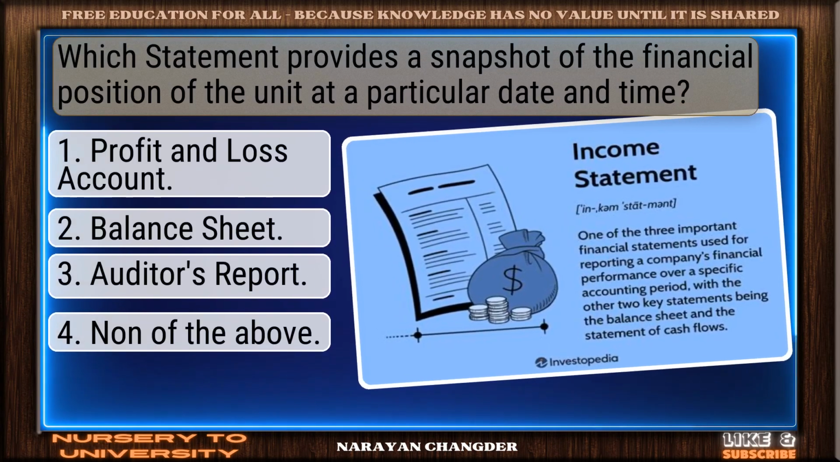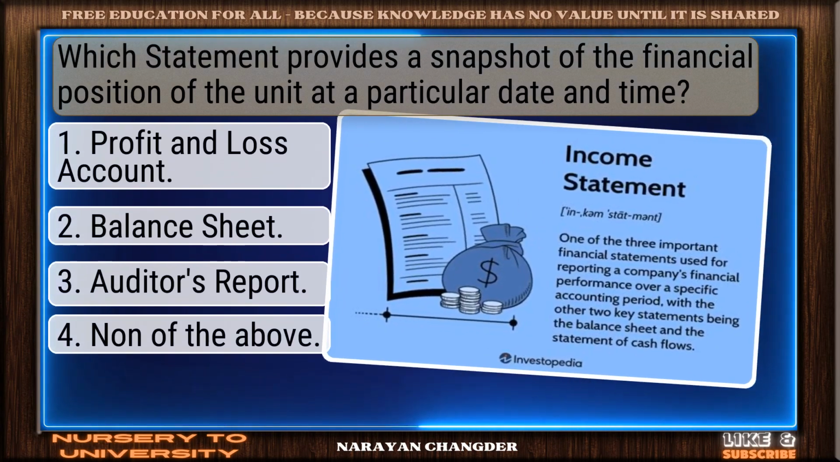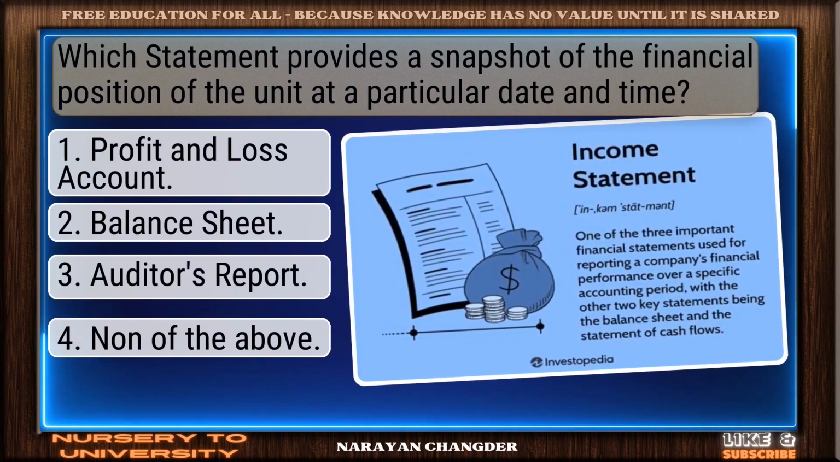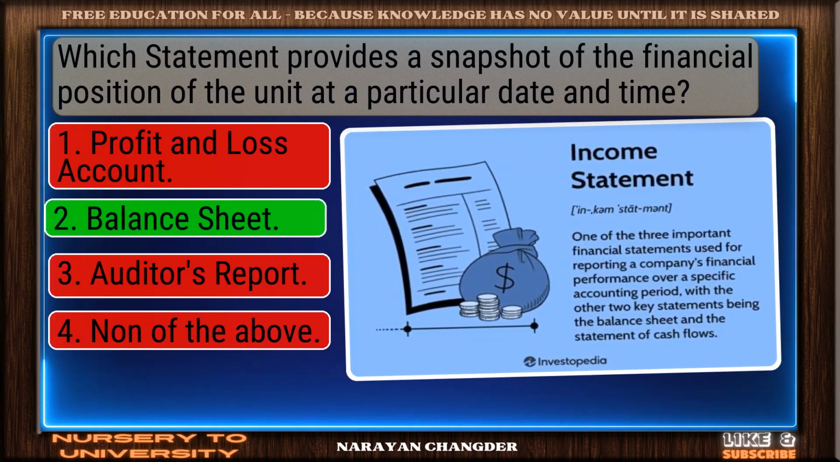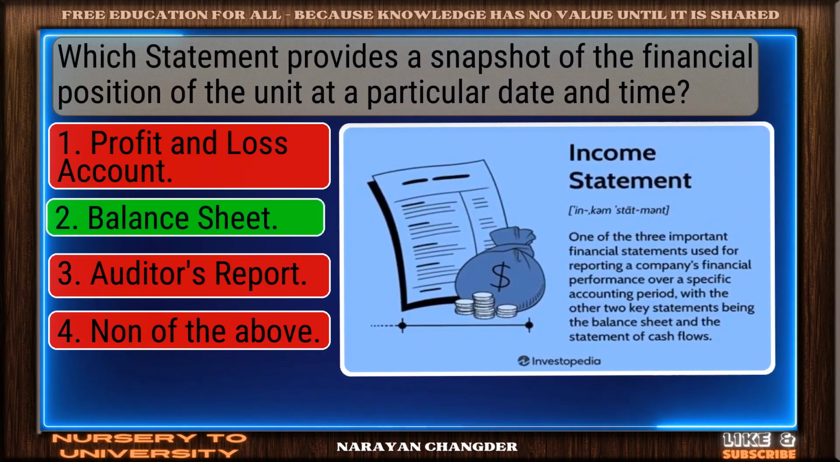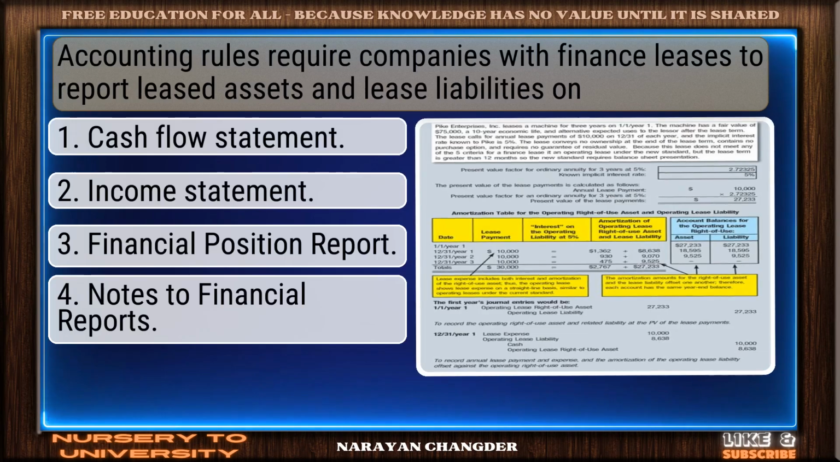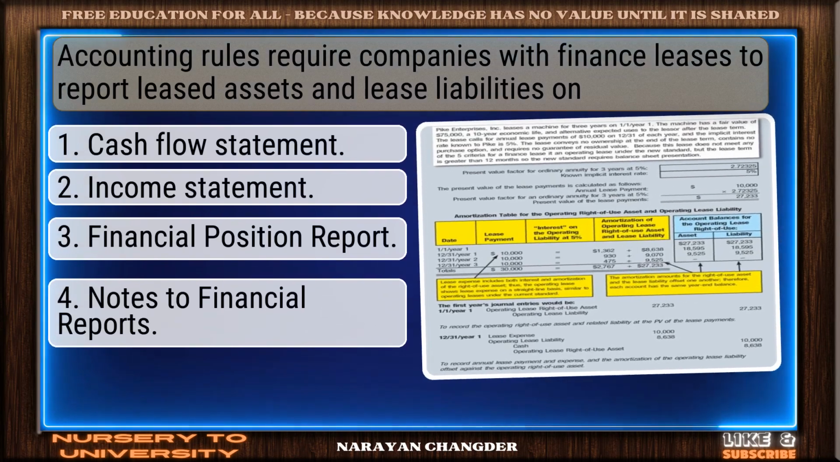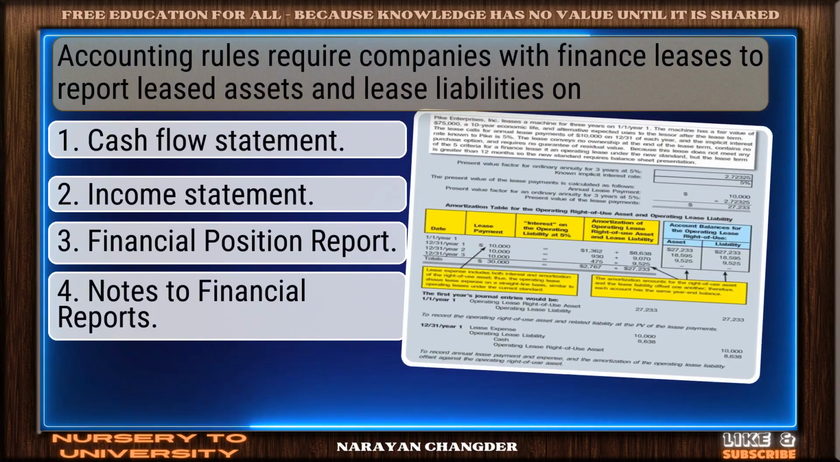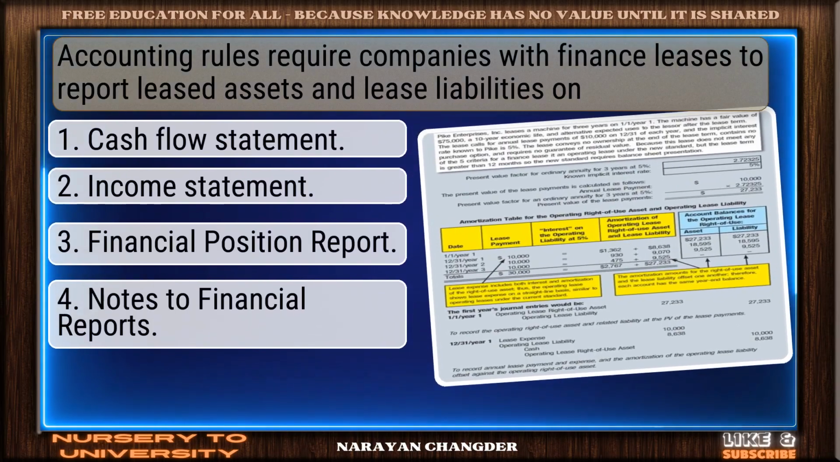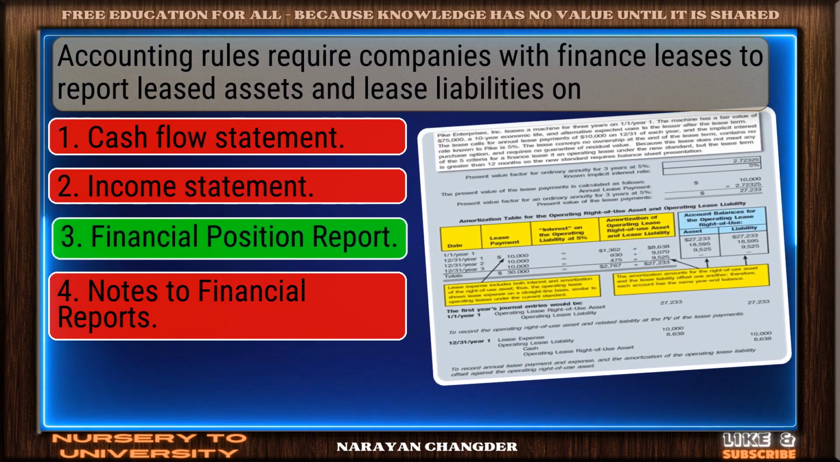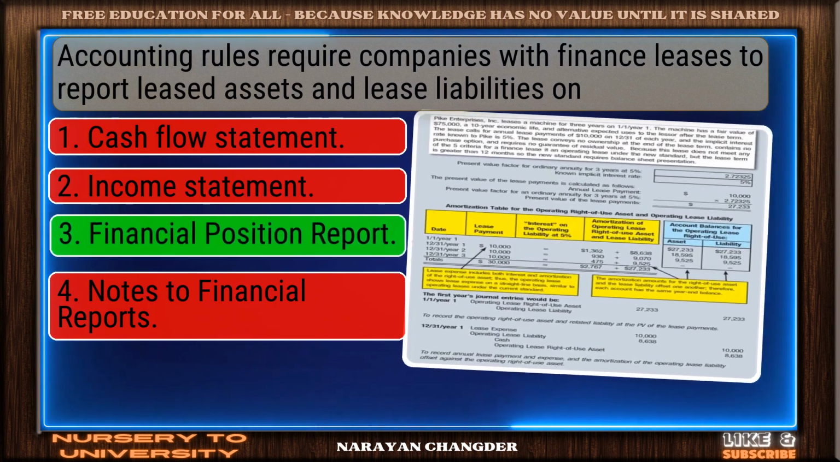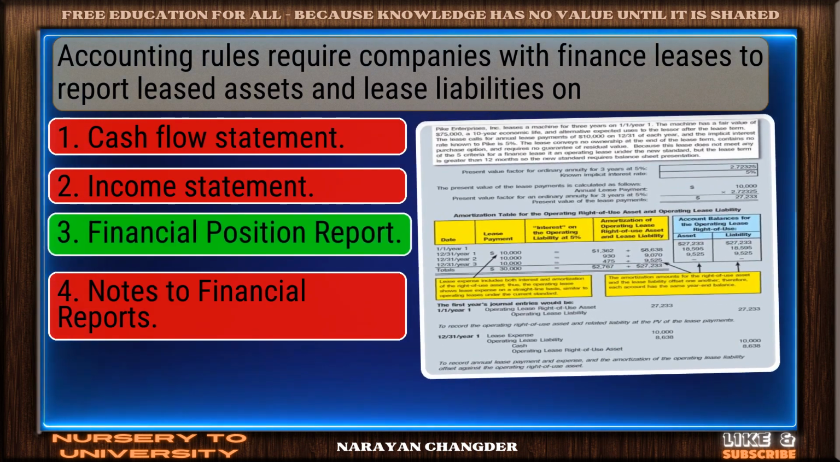Which statement provides a snapshot of the financial position of the unit at a particular date and time? You got it. Your choice balance sheet is right. Accounting rules require companies with finance leases to report leased assets and lease liabilities on. Nice work. You chose financial position report, and it is correct.